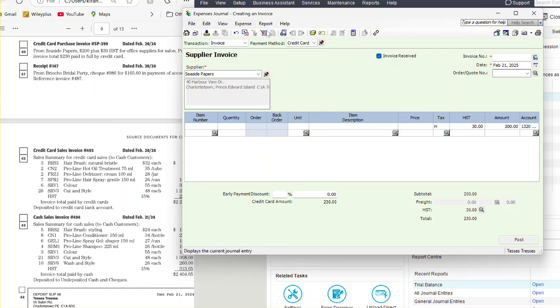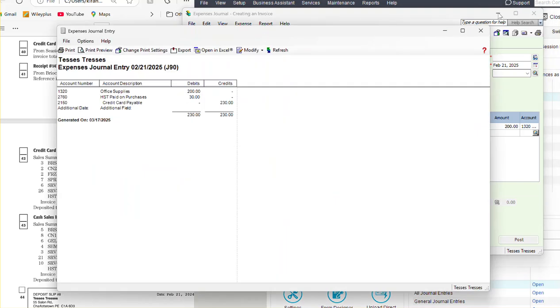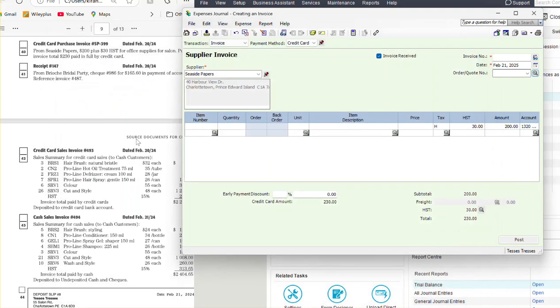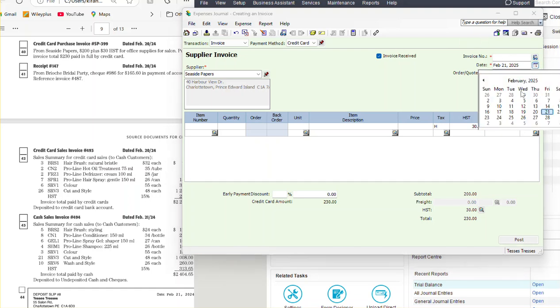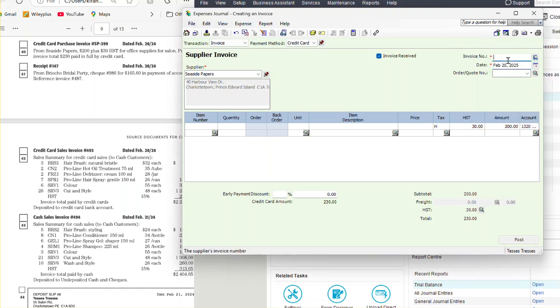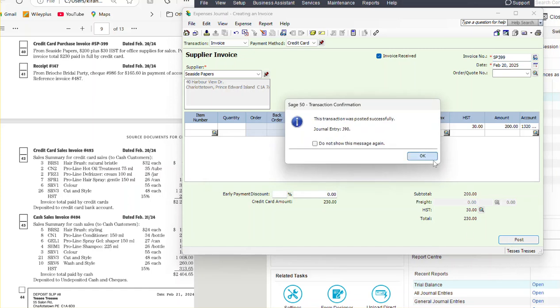So if you were to display a transaction, your transaction should be credit card payable, which is good. So the date was 20th, so make sure you change the date to the 20th, and the number is SP 399. So we're good to go. I will post this and we are good to go.